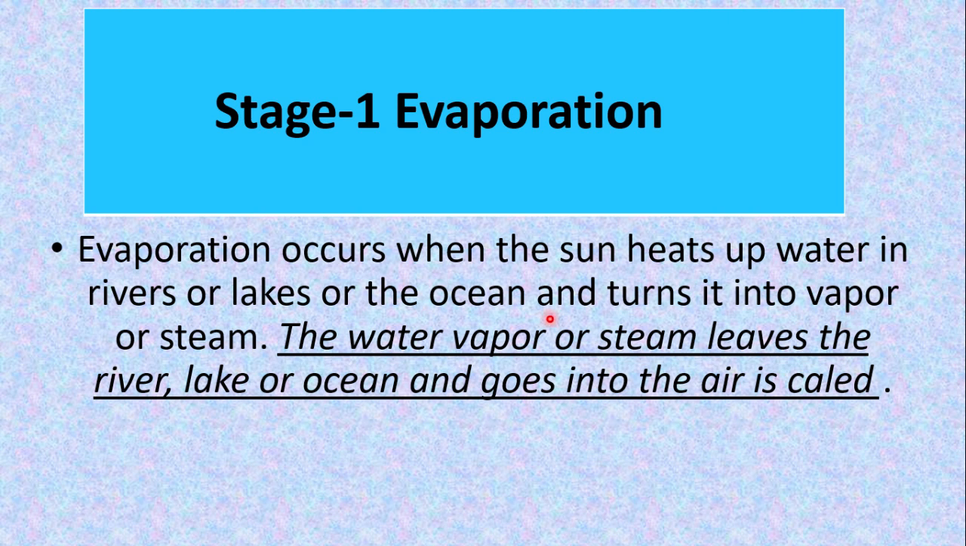Where do these water vapors go now? These water vapors or steam leave the river, lake or ocean and go into the air. This process is known as evaporation. Water evaporates due to which factor? Due to the sun's heat.